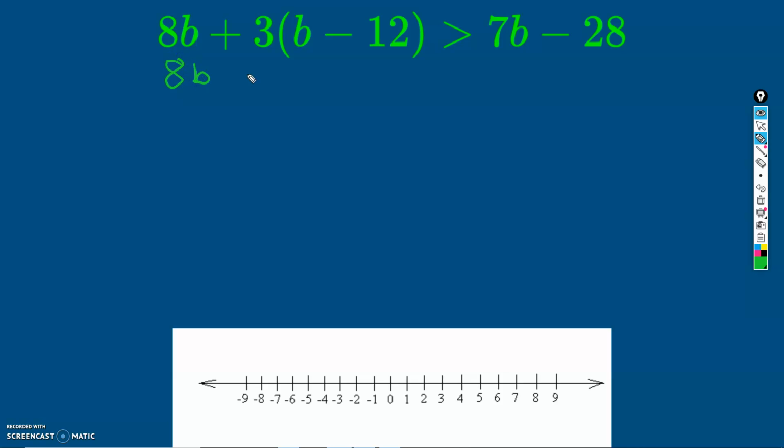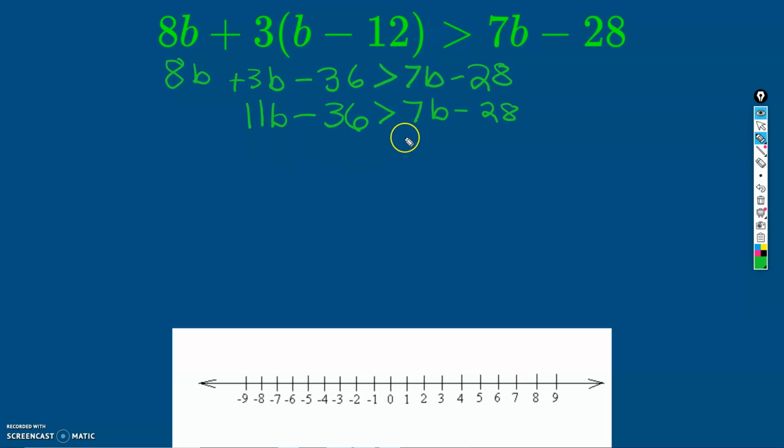So we can keep this 8b. Let's distribute plus 3b. 3 times negative 12 is negative 36. Greater than symbol stays because we haven't divided by a negative. 7b minus 28. Alright, we got an 8b here and a 3b here, so let's combine that to an 11b minus 36. This is all still greater than 7b minus 28.